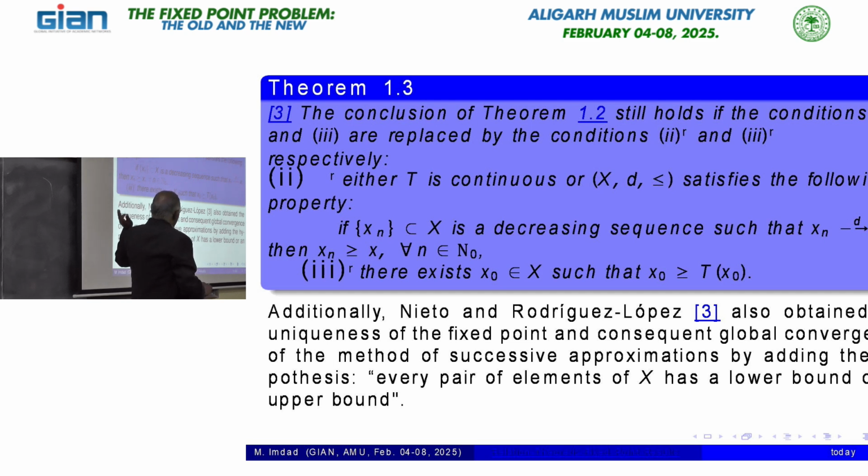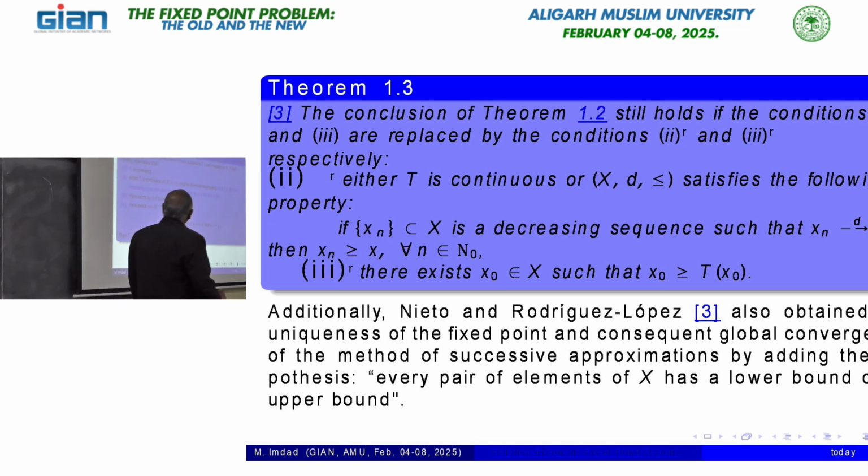Then the conclusion of the previous theorem, that is another theorem we used to hold, and in the following lines you can see under what conditions you can have the unique fixed point. With that very condition along with the pairs, you have global convergence of the successive approximation. Where is that? Every pair of elements of x has a lower bound or an upper bound. So, this was another theorem of Nito and Lopez, and here is the third theorem.